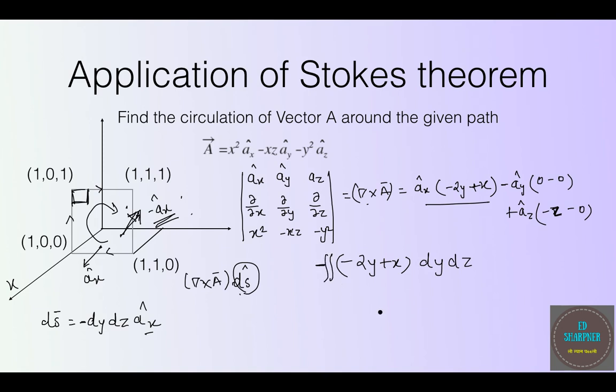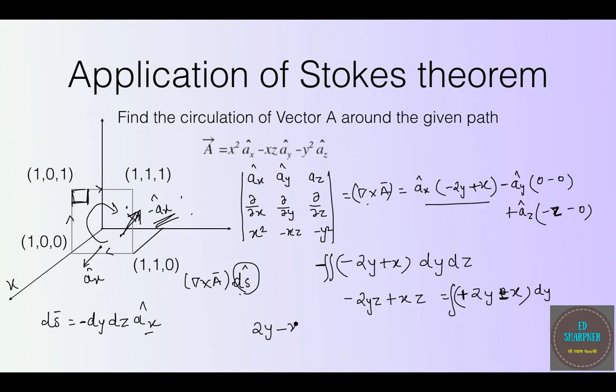Taking the double integral again, if you compute the integration with respect to dz first, you get minus 2yz plus xz. The limit of z is from 0 to 1. So everywhere you can see that z is varying from 0 to 1. So putting the limits, you get the same answer, minus 2y plus x again. Now you need to integrate this again with respect to dy, and not to forget the minus sign which is outside, so I'll just put it inside.